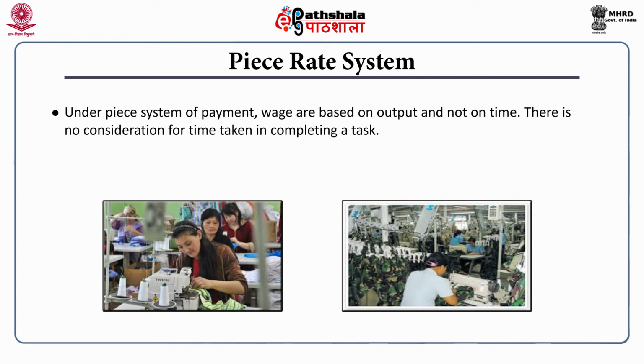A standard rate is fixed per unit of production and wages are calculated by multiplying the units produced by the worker with the standard rate per unit. The formula for calculating total wages is: wages equals rate per unit multiplied by number of units produced.